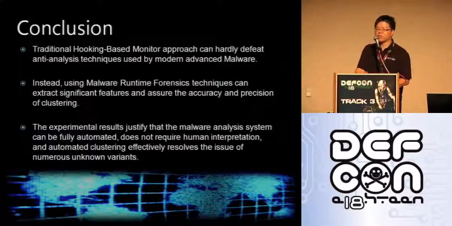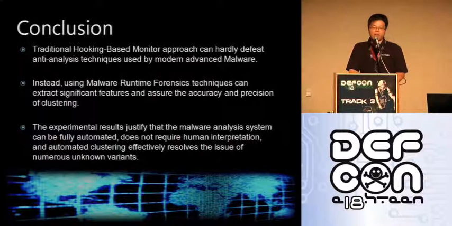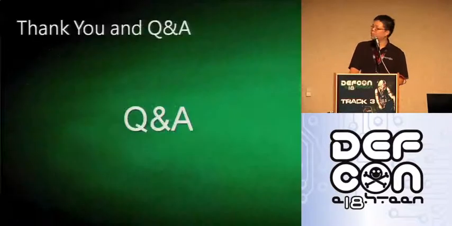And the experimental results also justify that because of our runtime forensics, we are able to collect a lot of significant features. These significant features help us to do automatic clustering of malware. So it also helps us to identify even unknown malwares because we are able to cluster them into the groups that they are more alike with. So that will end our talk. And if you have any questions, you can also write emails to us.